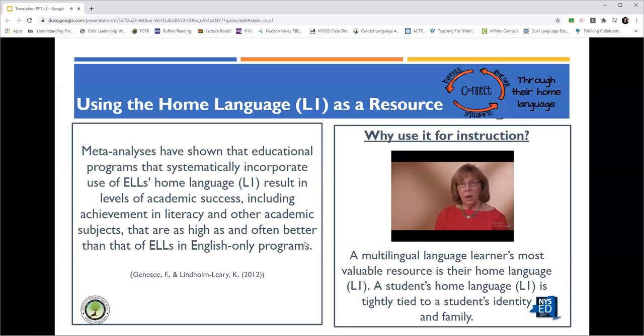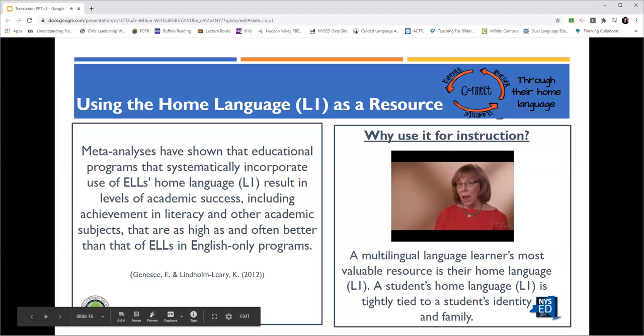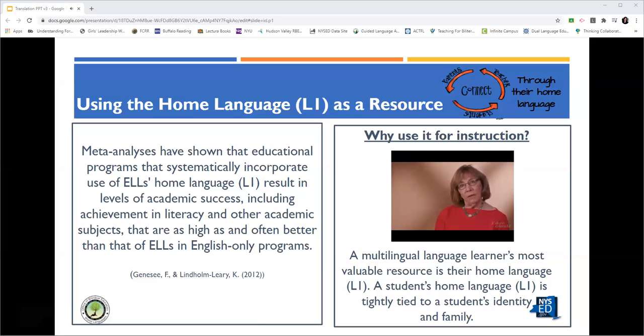It's a known skill set. We're going to try to use it if we can to jump into the other language. So it's a bridge, it's a tool. I can build a lot of background knowledge through the primary language, and it's a confidence booster. If I know that I can read and write in my primary language, I'm going to be fearless going into English. But if I'm weak in my primary language, I could be insecure going into English.